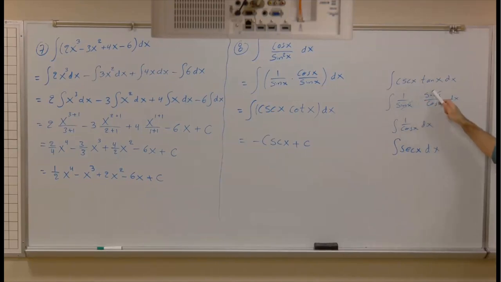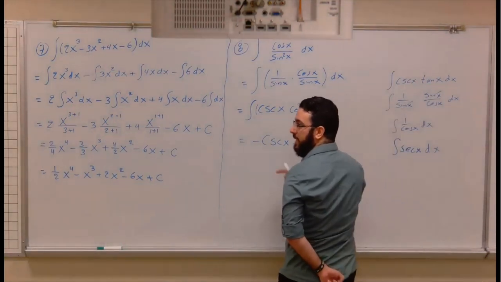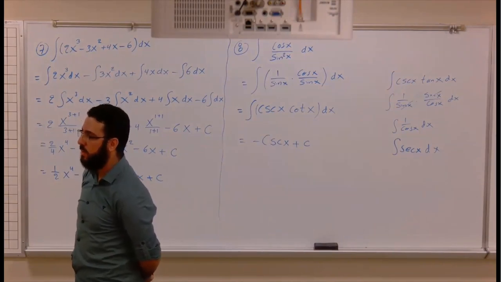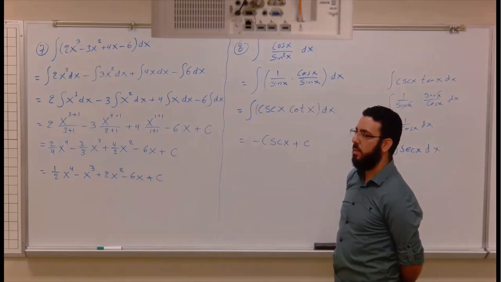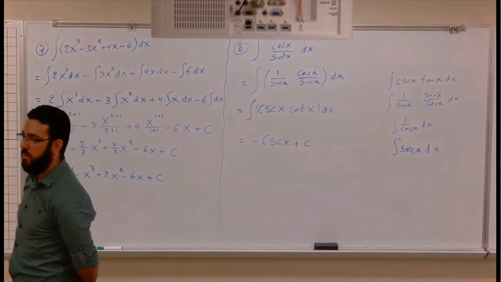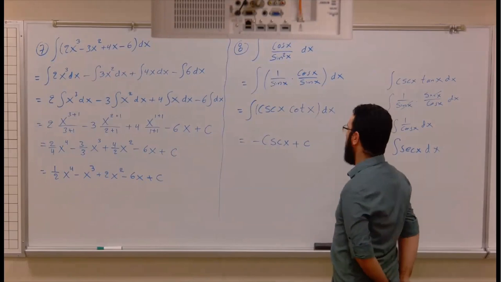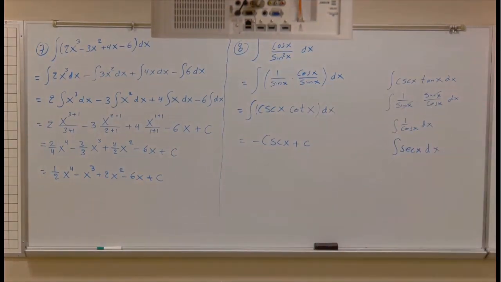1 over sine x times sine over cosine. Cancel, it's going to be 1 over cosine. That means it's going to be the integral of secant x dx. The integral of secant x, we don't have the integral of secant x among the basic rules. That means I have to write it down as is.